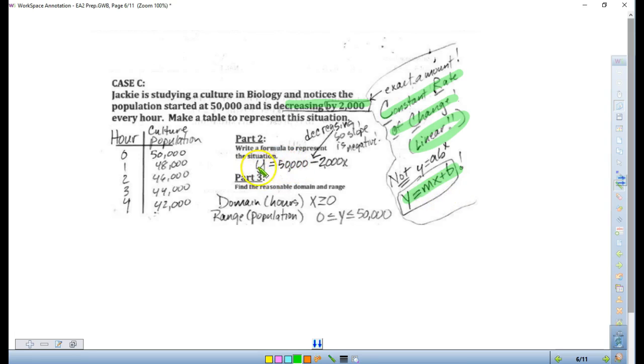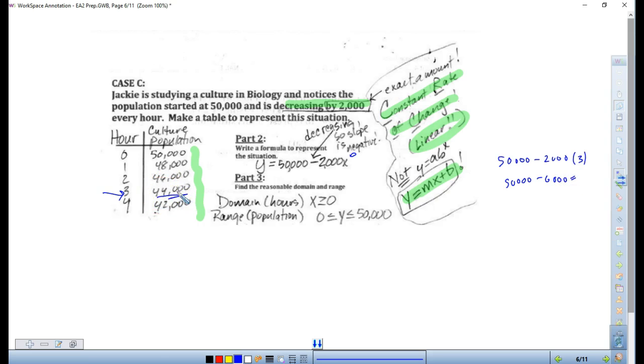So I actually wrote mine as y equals b plus mx because I did the starting value and then the slope. So the population's pretty easy to figure out. It's going down exactly 2,000 every time. So you could use your equation and check it, make sure it works. You should do that on all of them. So this one, let's say I wanted to plug in hour 3, I should get 44,000. So if I put 3 in for x, just to check my work, I'd have 50,000 minus 2,000 times 3. So that would be 50,000 minus 6,000, which would in fact give me 44,000.